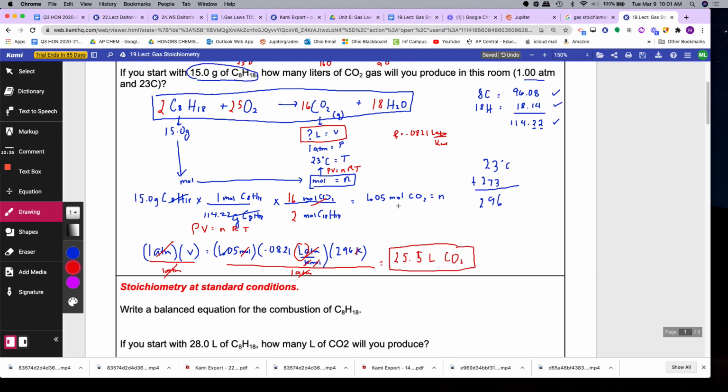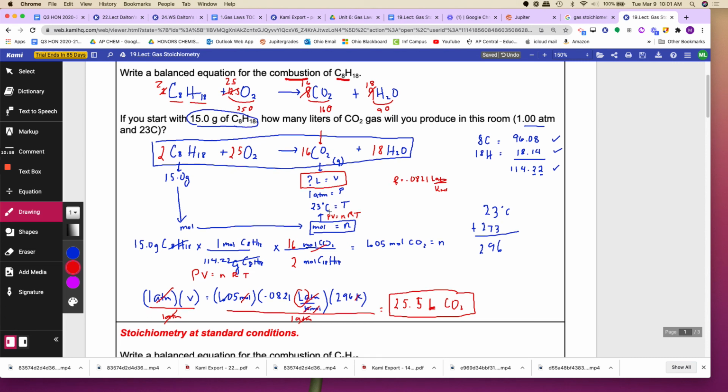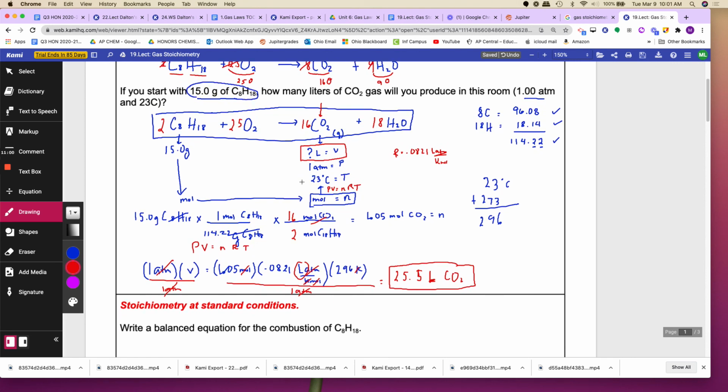Okay, just a recap. If you start with a certain mass of this fuel, this is octane, you're able to calculate how much CO2 you can make. You can predict how much you can make. And because it's a gas, you can't really weigh it. You have to get it in a certain volume, right? So then the volume will depend on the conditions in the room. So they have to tell you that. So you do stoichiometry. You go grams to moles, stop at moles, and then plug it into PV equals nRT, and you can get the volume that way.